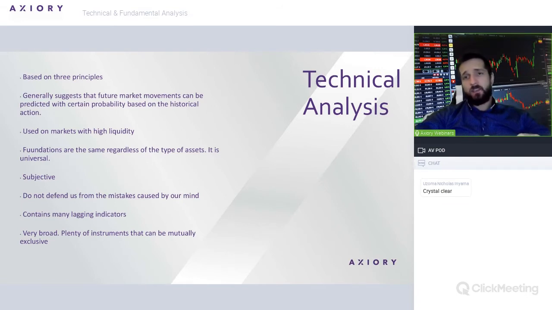It's a way of trading which is based on three principles. In general, it suggests that future market movements can be predicted with certain probability based on historical action. And probability is the key word here, because you can trade based on probability and possibility. Unfortunately, many traders trade based on possibility, which should not be the case. It is the case, but should not be. Traders should trade based on probability.